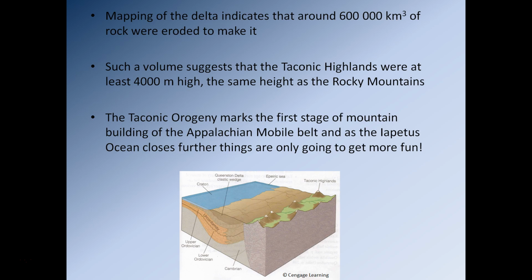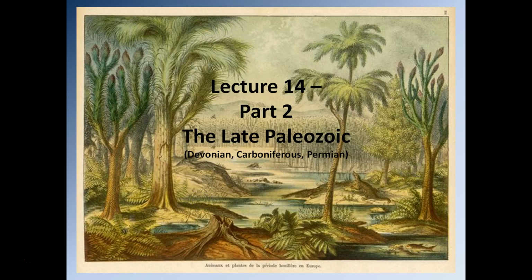And the tectonic orogeny, of course, as I said, marks the first stage of the mountain building that produced the Appalachian Mobile Belt. And as the Iapetus Ocean closes further, things are only going to get more fun as Gondwana begins to get closer and closer. Okay, so this is where the first presentation ends.